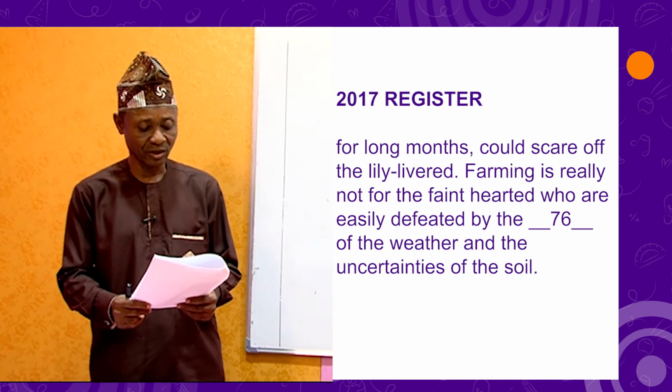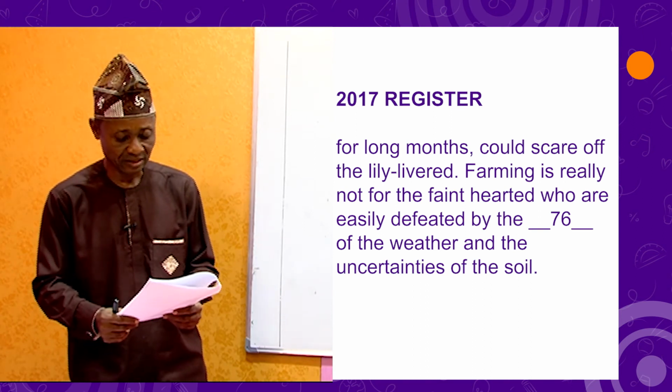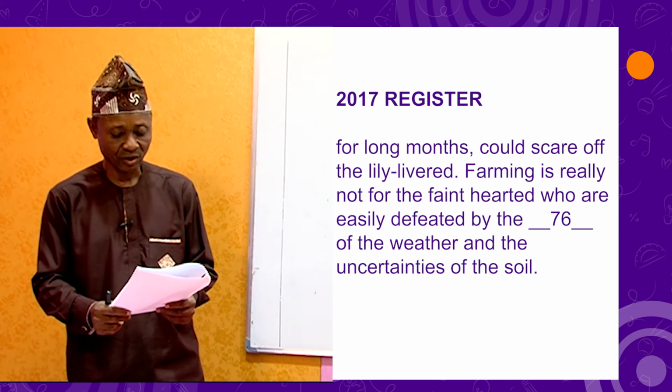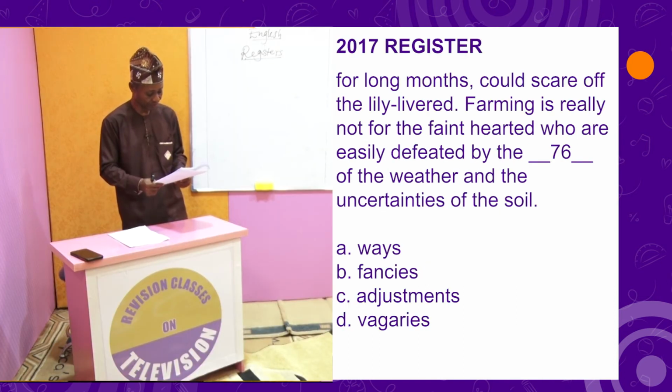Farming is really not for the faint-hearted, who are easily defeated by the dash of the weather and the uncertainties of the soil. Question number 76. You have the following options. A, ways. B, fancies. C, adjustments. D, vagaries. Vagaries is the appropriate answer to that question.